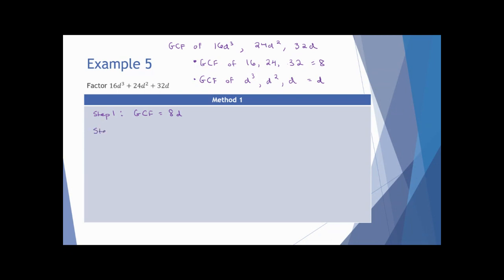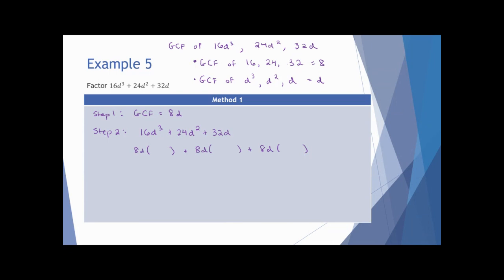So step 2 of method 1 is you want to take what we have, 16d cubed plus 24d squared plus 32d, and we want to rewrite all of these so that it's 8d times something. So I'm going to just leave blanks here so that you can see that we want to rewrite these so that there's the 8d, but then there's something else.